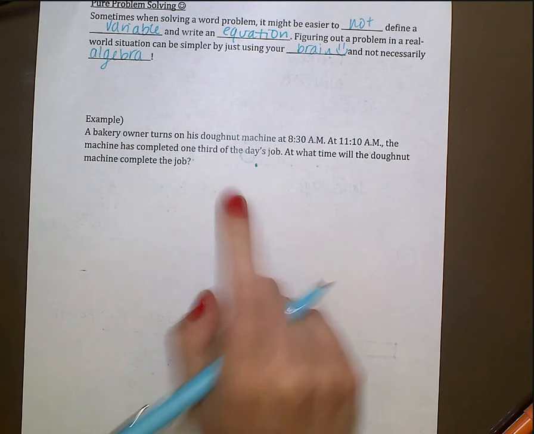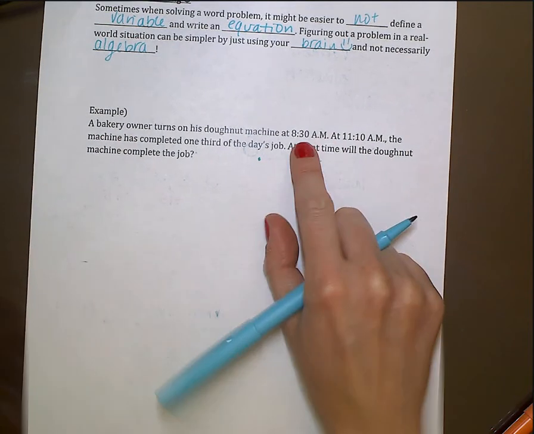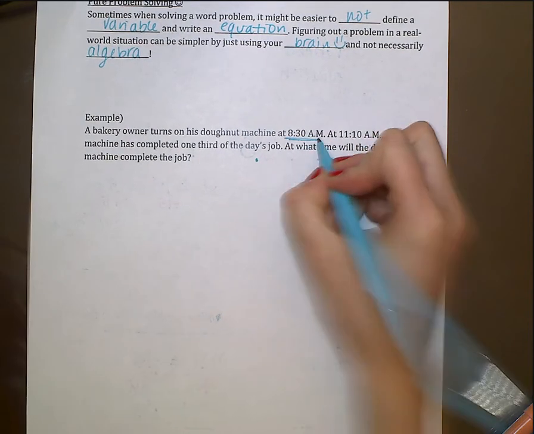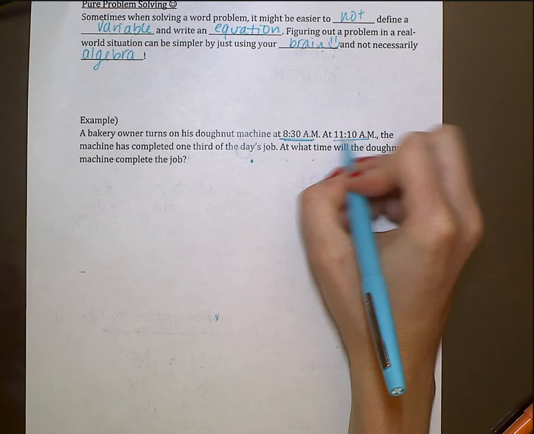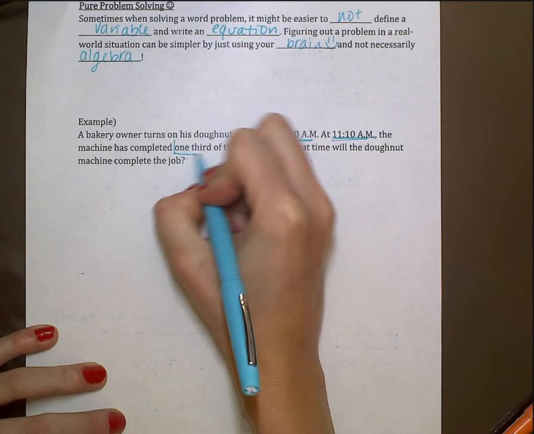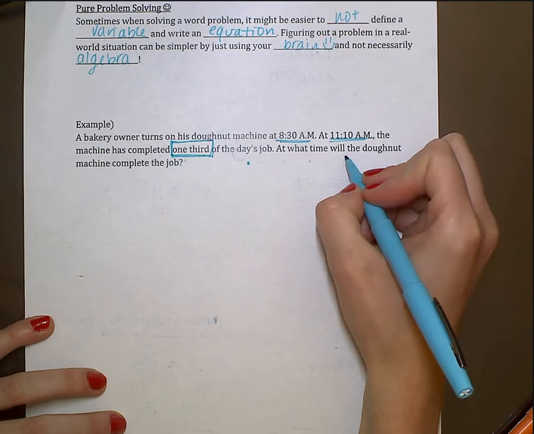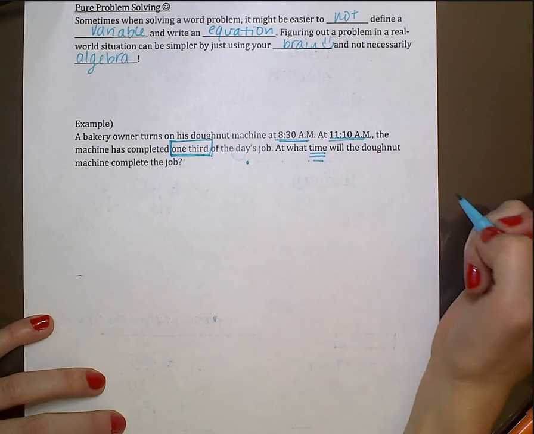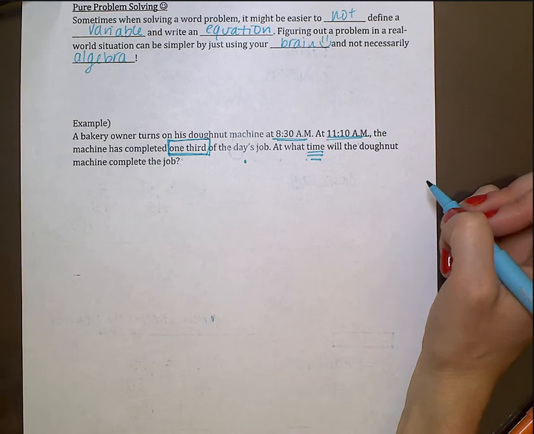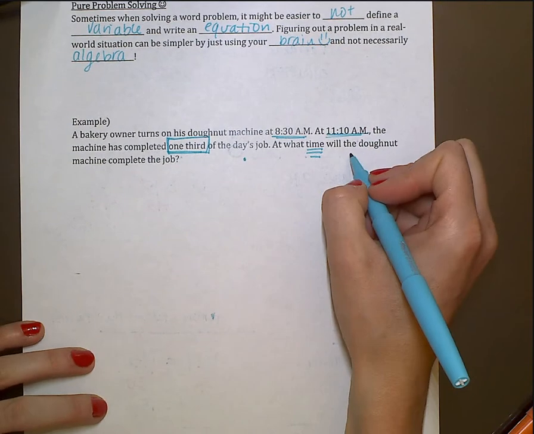So here's the problem. It says a bakery owner turns on his donut machine at 8:30. At 11:10, the machine has completed 1/3 of the day's job. At what time, so you should give me an answer like 2:45, something like that, will the donut machine complete the job?